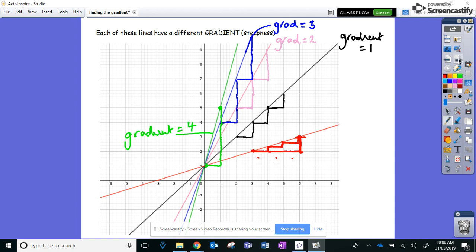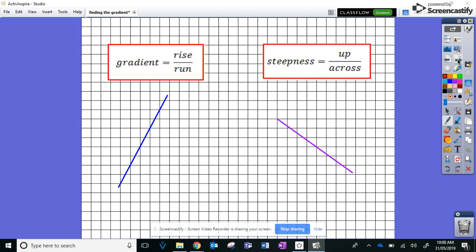Okay, let's have a look a little bit further into this. With what I was just talking about before, I was saying that we look at how far up we go and how far across we go to measure our steepness. The mathematical way of saying that is that we look at the gradient and we use the words rise and run. Same thing, up and across. The rise is how far up we go. The run is how far across we go.